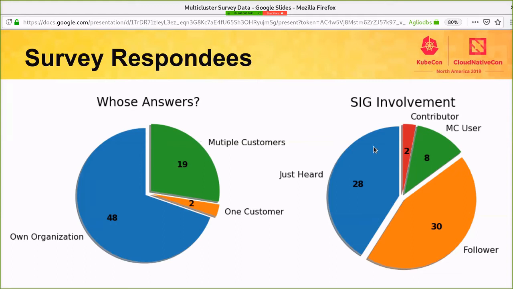For SIG involvement, this was a lot more skewed earlier on. After KubeCon, we got a bunch more people who had just heard of the SIG at KubeCon, basically. And so we've got sort of an even split between people who just heard of it and people who are active followers of what we do, with a minority of people who are directly involved in the SIG.